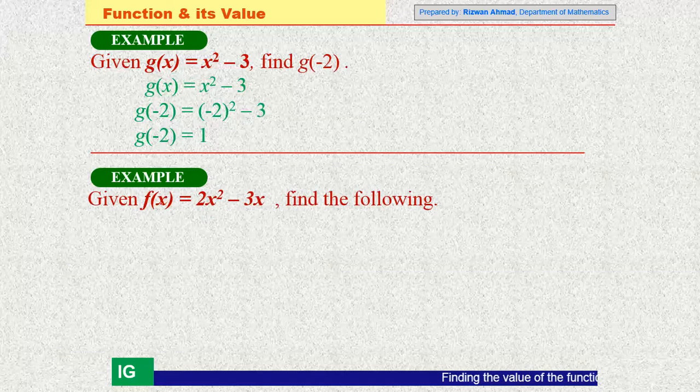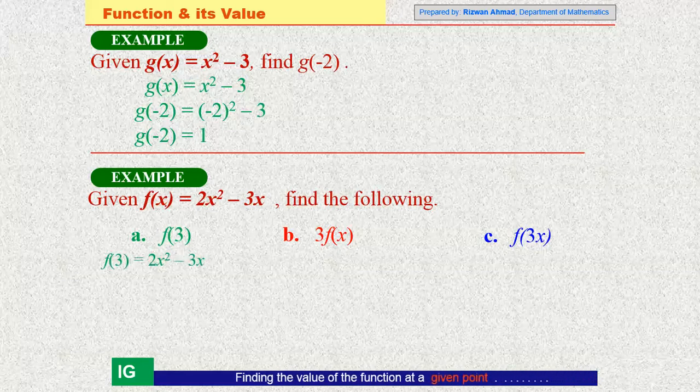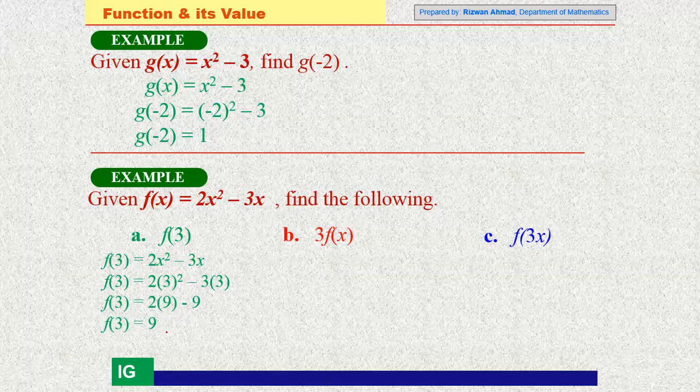Another example, f of x is 2x squared minus 3x. Find the following. Now we have to find these three things. First, f of 3, second, 3 times f(x), and third is f of 3x. So all these three are different things. First we will find f of 3. The definition of the function is 2x squared minus 3x. Replacing x with 3, f of 3 is equal to 9.